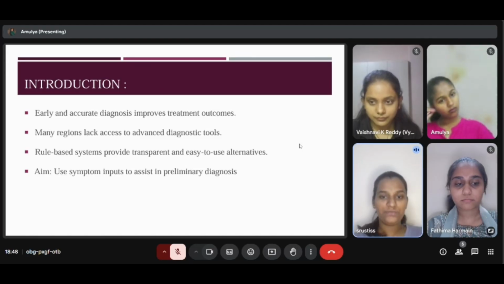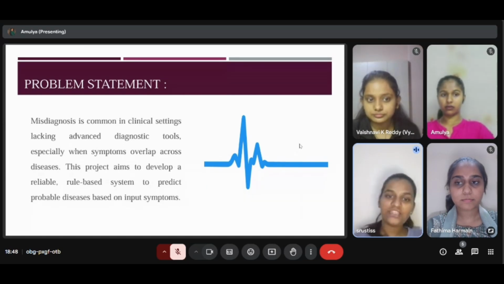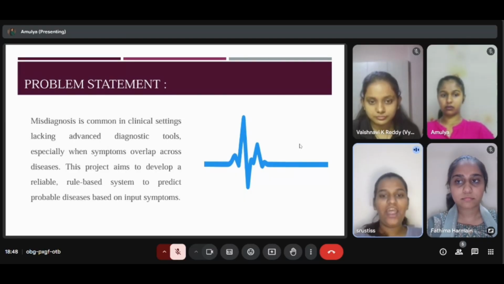And the next slide is problem statement. One of the major challenges in healthcare is symptom overlap. For example, symptoms like fever and fatigue appear in many illnesses. This often leads to misdiagnosis, especially when specialists or lab tests aren't available. We address this issue by developing a simple decision support system that relies on medical rules, a kind of virtual assistant to suggest possible diseases based on what the patient is experiencing. The next slide is objectives, which will be continued by Amulya.